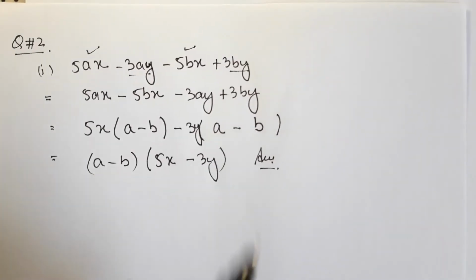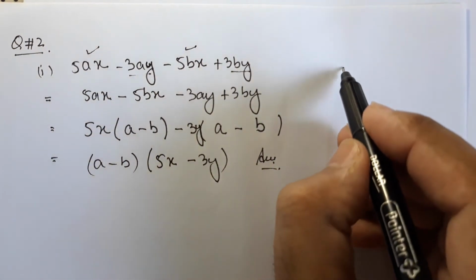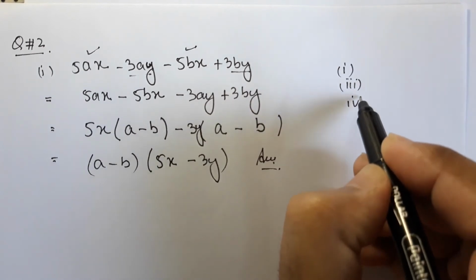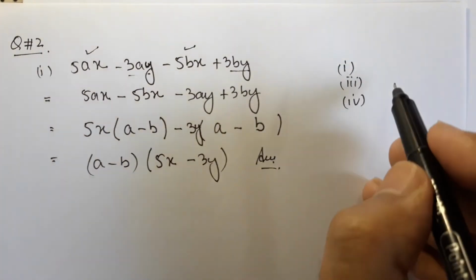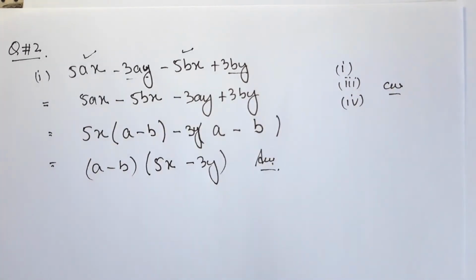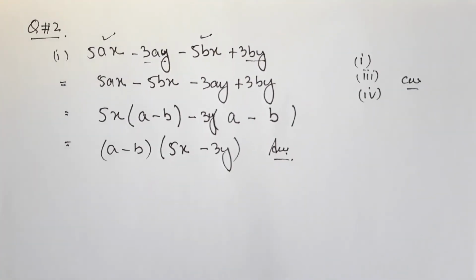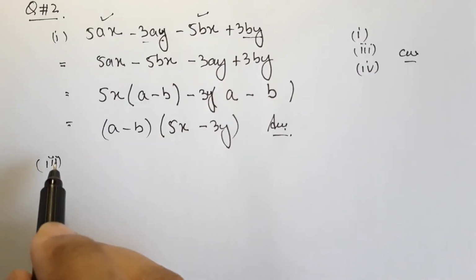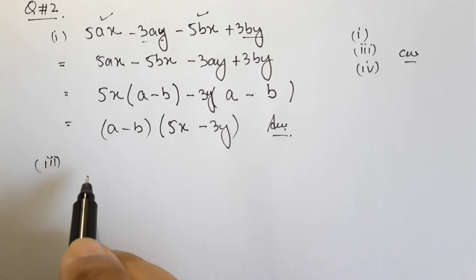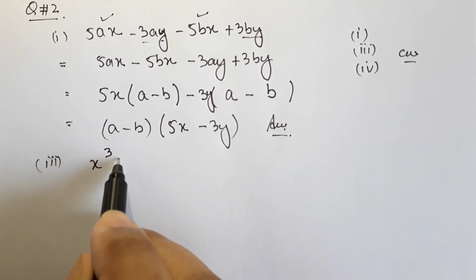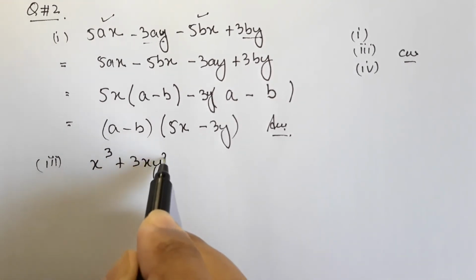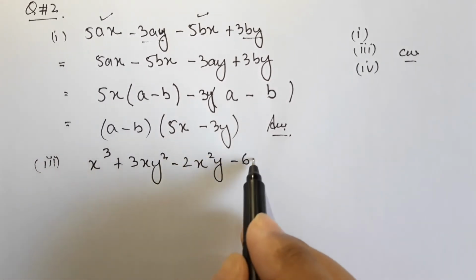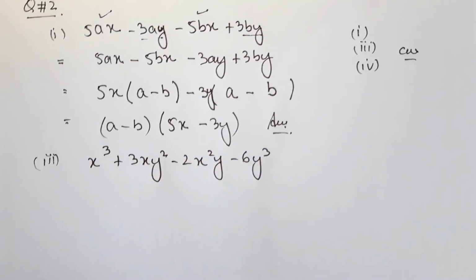Now, in this question number 2, we will solve the first part, third part and fourth part in classwork. The remaining parts will be your homework. Now the third part. The third part is x cube plus 3xy square minus 2x square y minus 6y cube.